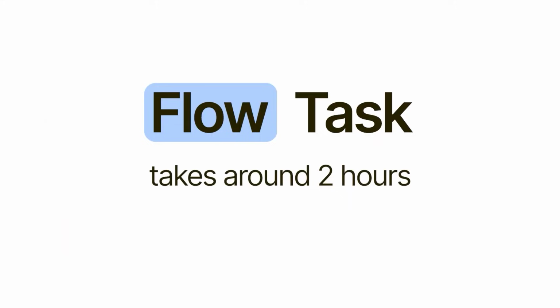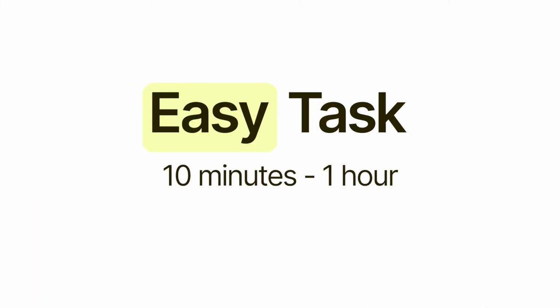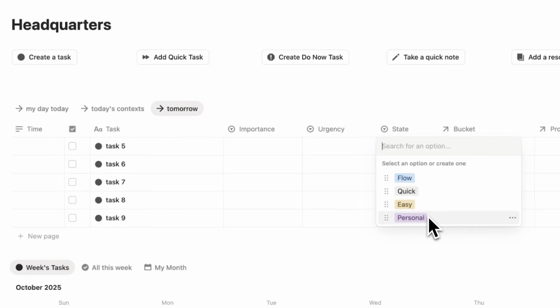There's a flow task, which are tasks that take about 2 hours and need full cognitive effort. We have quick tasks, which only take a few minutes. We have easy tasks, which are typically admin tasks and normally take less than an hour. And then we have personal tasks like playing tennis.